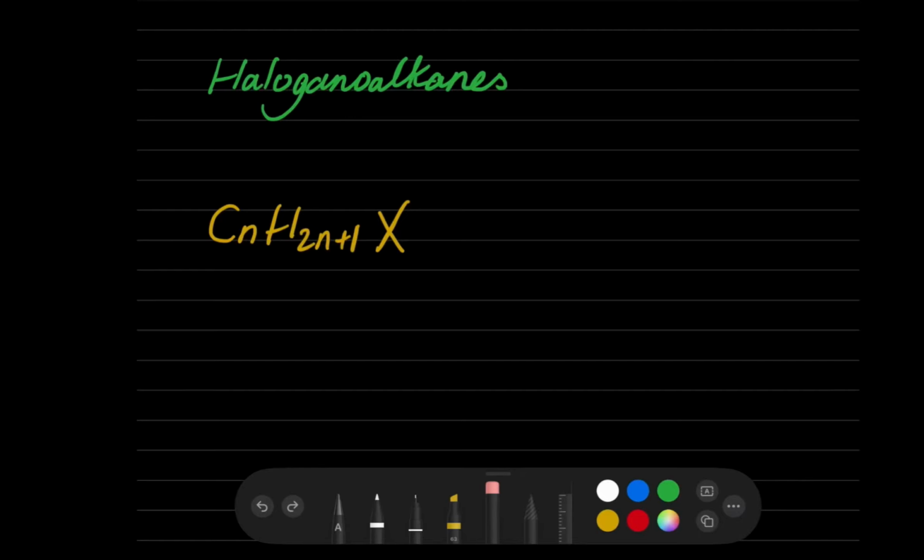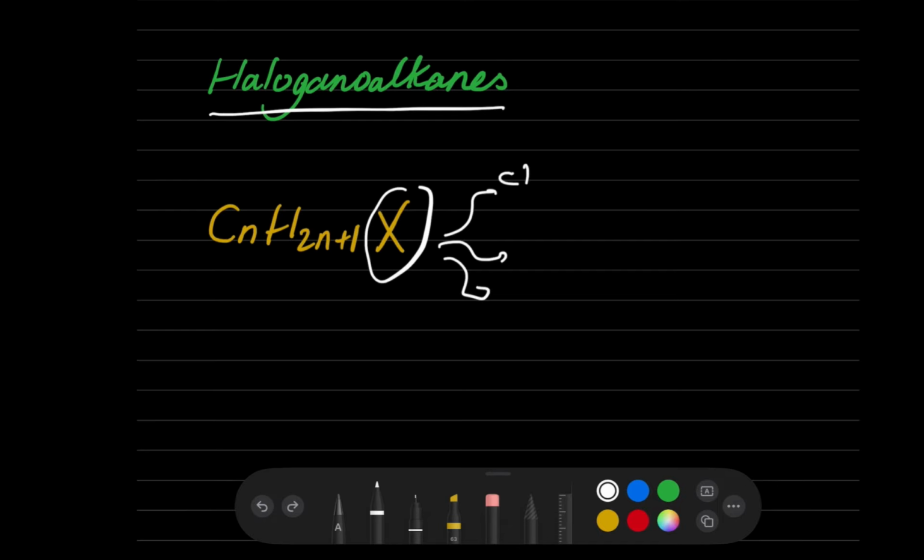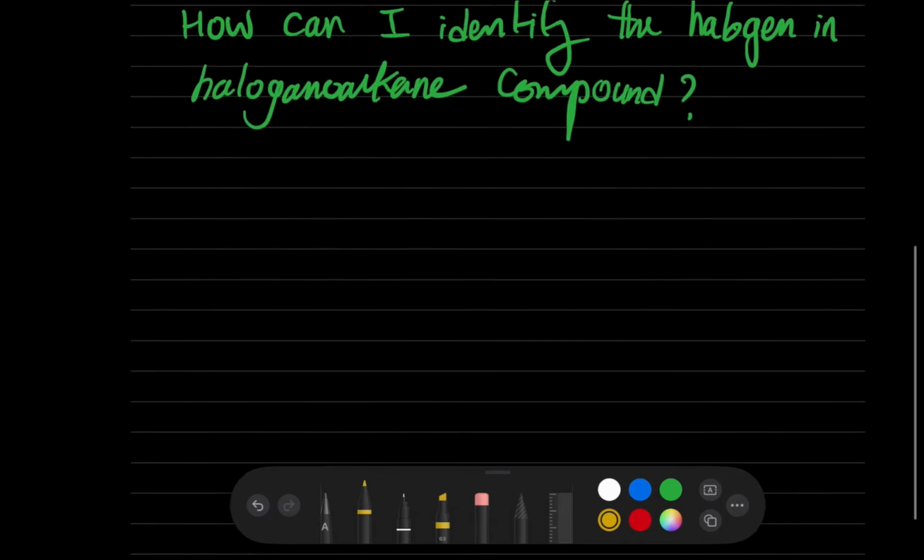Hello guys, today we will introduce you to one of the most famous families in organic chemistry, which is halogenoalkane. Generally speaking, halogenoalkanes belong to the alkane family, but one of the bonds is replaced by a halogen. The halogens that we're going to study are chlorine, bromine, or iodine. Question now: how can I identify the halogen in a halogenoalkane compound?